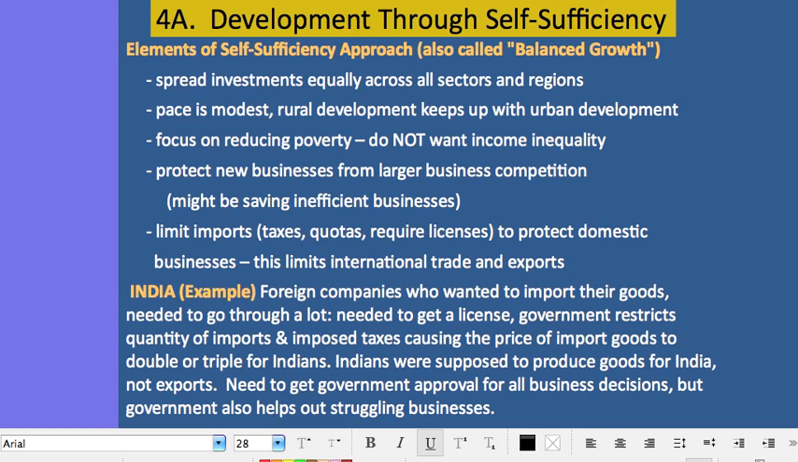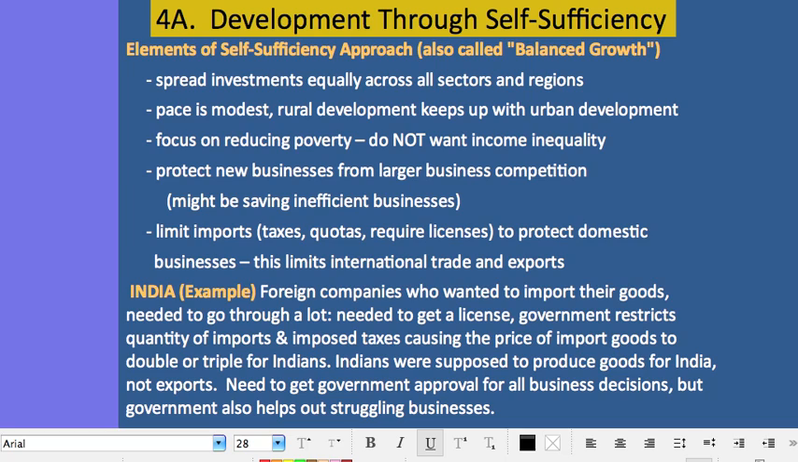It will limit imports to protect the domestic businesses. The domestic businesses are businesses within the country. So by limiting these imports, they might impose heavy taxes on things that are coming into the country, imports, to make them more costly and people don't want to buy them. Or a quota, making only a certain number of products can come into the country.